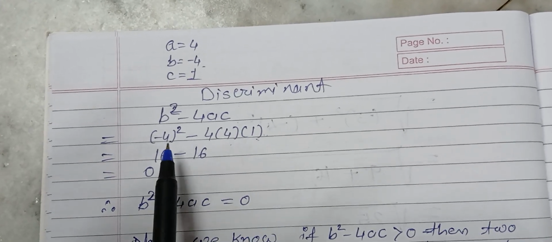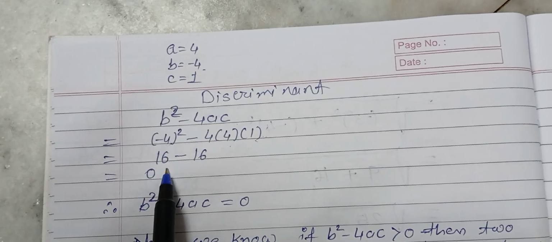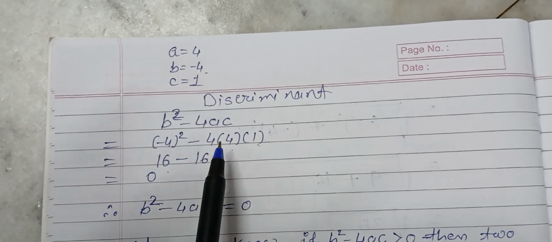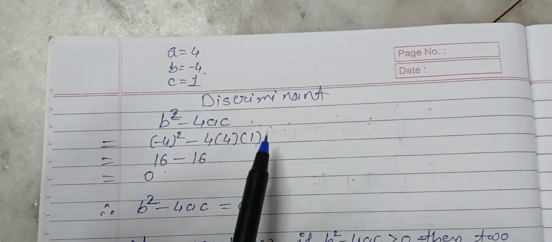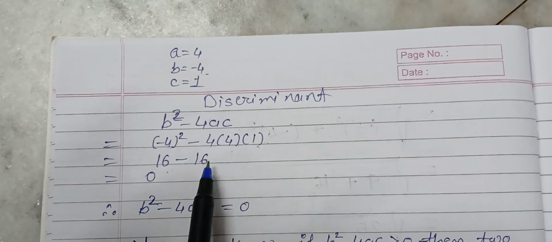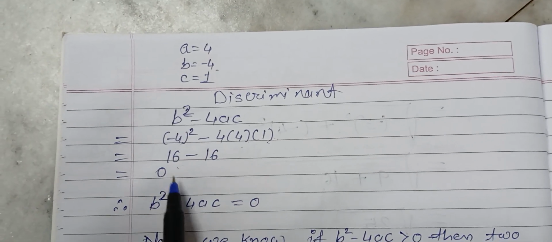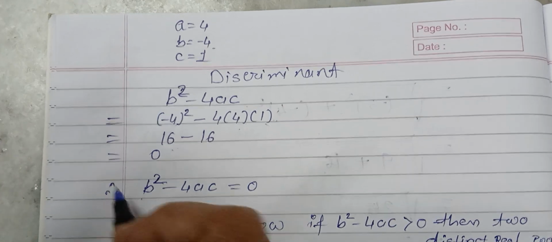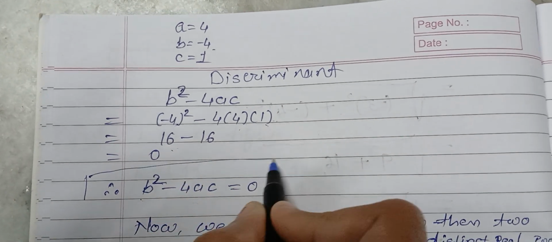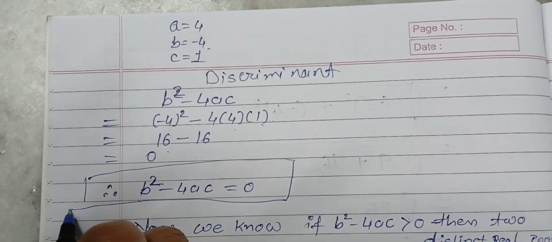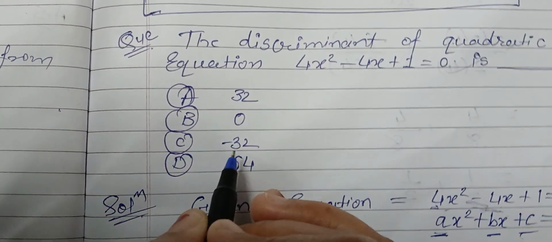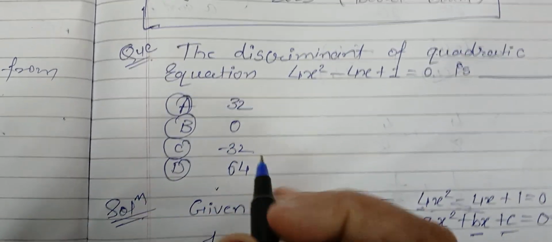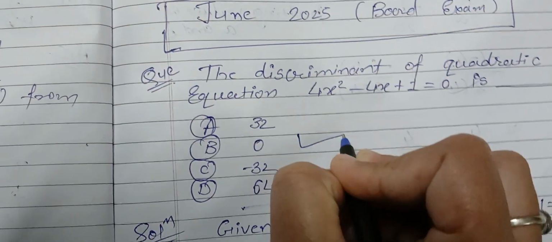And evaluating this, minus 4 square is equal to 16. 4 square is equal to 16 and the minus sign will go away. Minus 4 into 4 into 1. 4 fours are 16. So that is equal to 0. So our b square minus 4ac is equal to 0. This is our discriminant value. If we look at the options given to us, a is equal to 32, b is equal to 0, c equal to minus 32, d equal to 64. Our answer is b equal to 0.